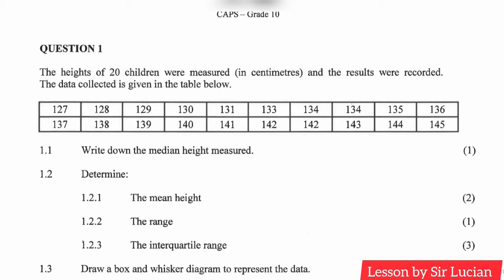Now, the first thing to do when you are given a data set is to look at the data and confirm whether the data is in ascending order or it's random. If you find that your data is random, you have to arrange it in ascending order. That is, every time you need to arrange your data from the smallest value to the biggest value. Every time.